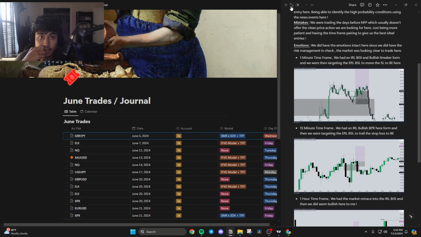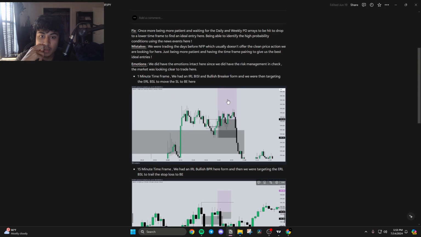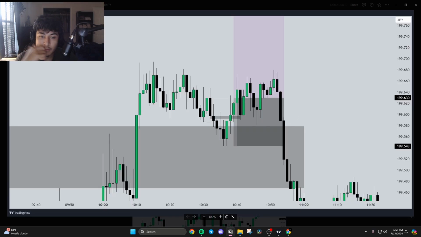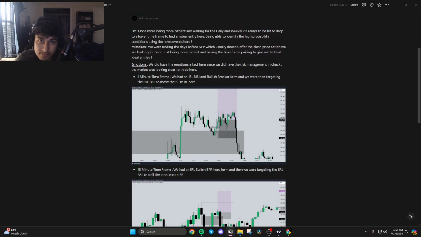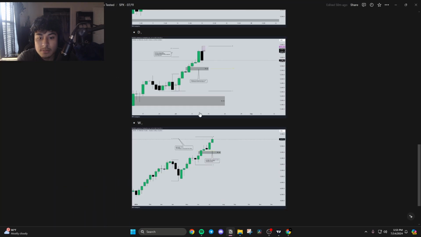I'm still just confused. So we had a 4 hour BISI. I'm looking at that 15-minute balance price range, and 1 minute breaker and inversion. I was thinking, what could I have done better? We've got to go look at the other time frames now. But for the past couple of trades here, you can see we've basically reviewed.